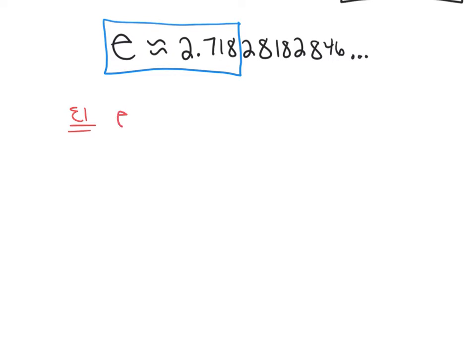So if we wanted to simplify e to the second power times e to the fourth, your rule of exponents tells you when you're multiplying like bases, you add your exponents, and that'll end up being e to the sixth.